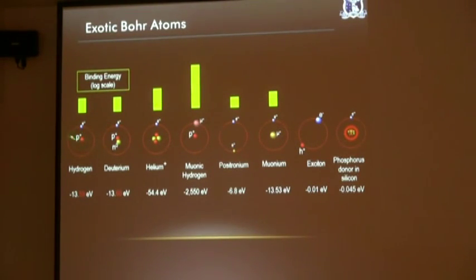First of all, there's the hydrogen atom, a single electron in orbit around a proton. Bohr's theory says that it takes 13.59 electron volts of energy to rip that electron away from the ground state. Here is an isotope of hydrogen, which was discovered a few years later, called deuterium, consisting of a proton and a neutron in the nucleus, again with a single electron in orbit around it.